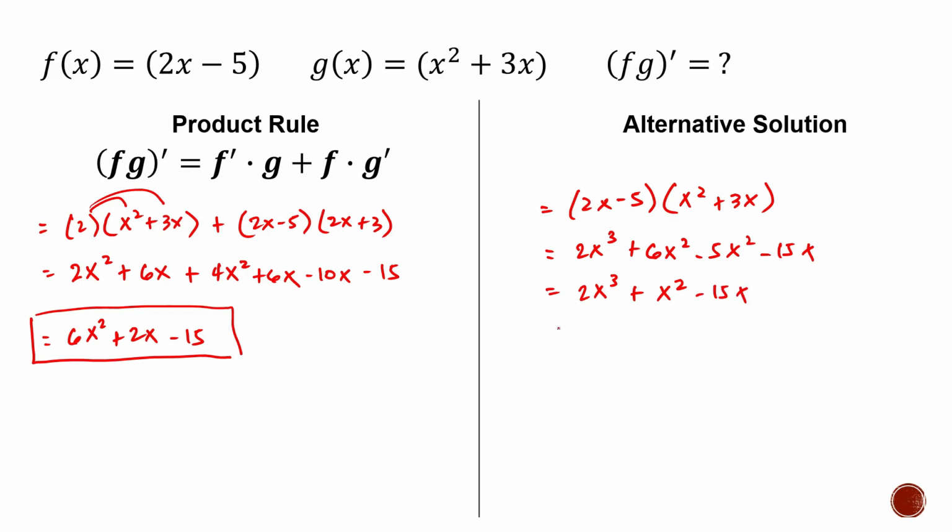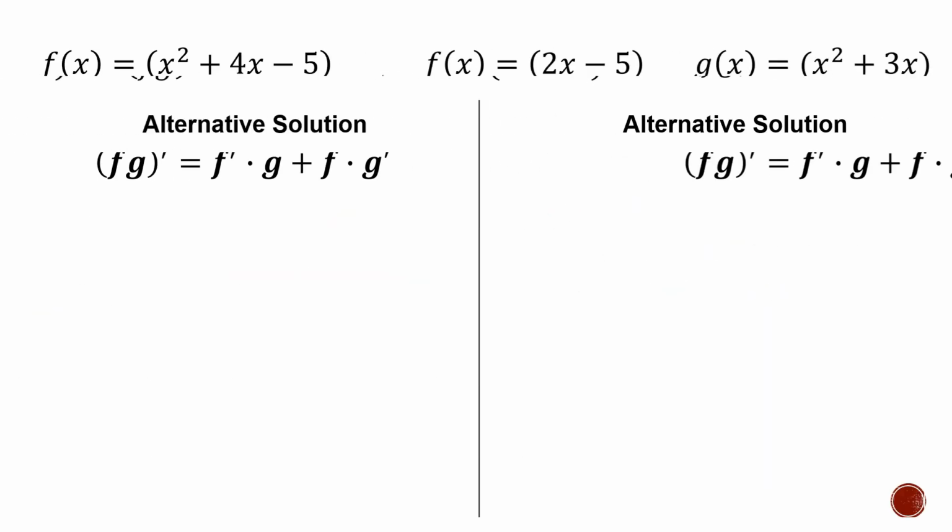And then find the derivative of that. That'll be 6x squared plus 2x minus 15. As you can see again, they are the same. So which one do you think is a lot easier to use? Now let's try the third example now.